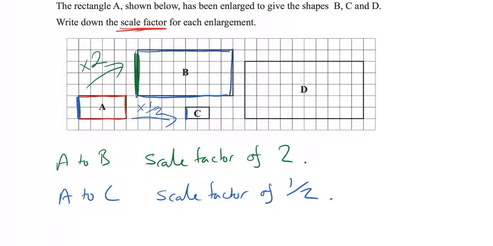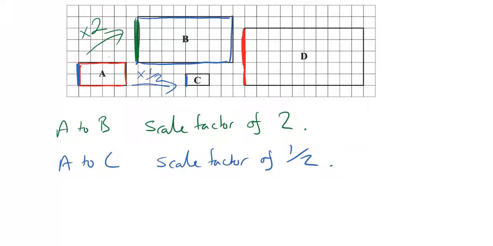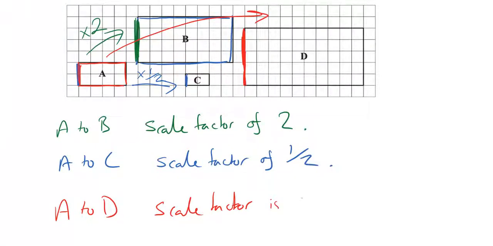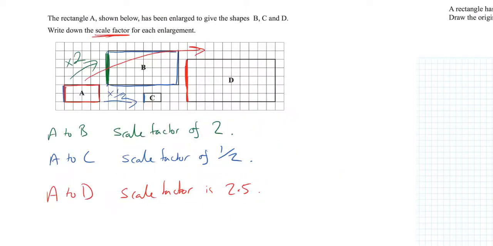Finally, let's take a quick look at D. That same side again, I'm shading it in red this time. That side there is 2, and now it is 5. So what is it I'm multiplying by to get from a 2 to a 5? A to D, the scale factor is 2.5, because if I take a 2 and I times it by 2.5, I get that answer of a 5. So a scale factor is the magnitude by which we're multiplying to increase each side length.